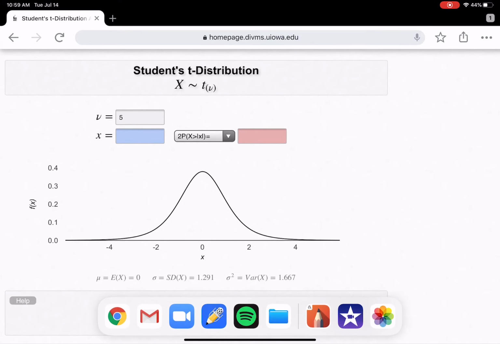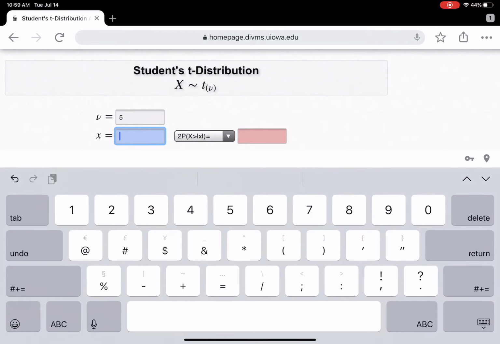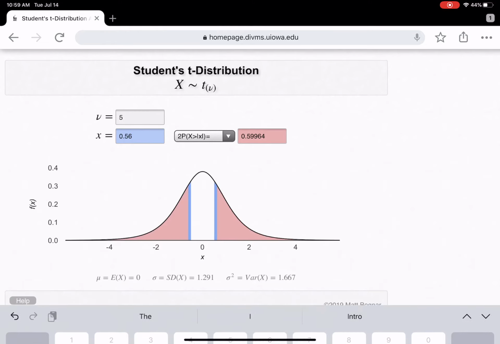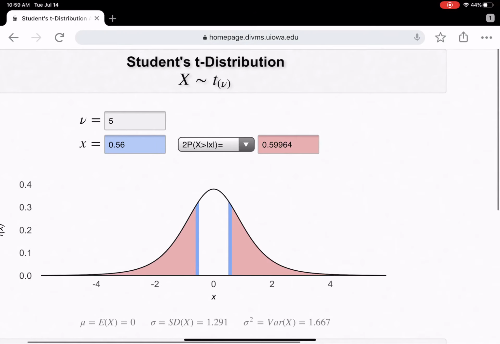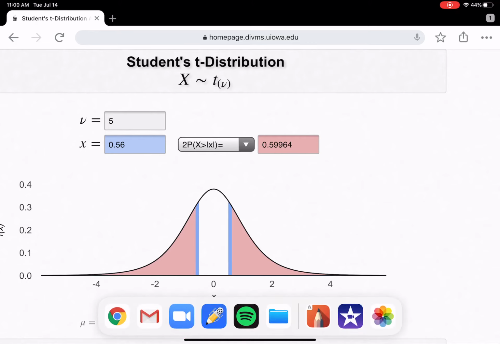What was our t-stat? 0.56, right? Very cool. 0.56. Cool. Okay. So now, our p-value is 0.59. That's huge, right? That is huge. Okay. So we'll just come back here.